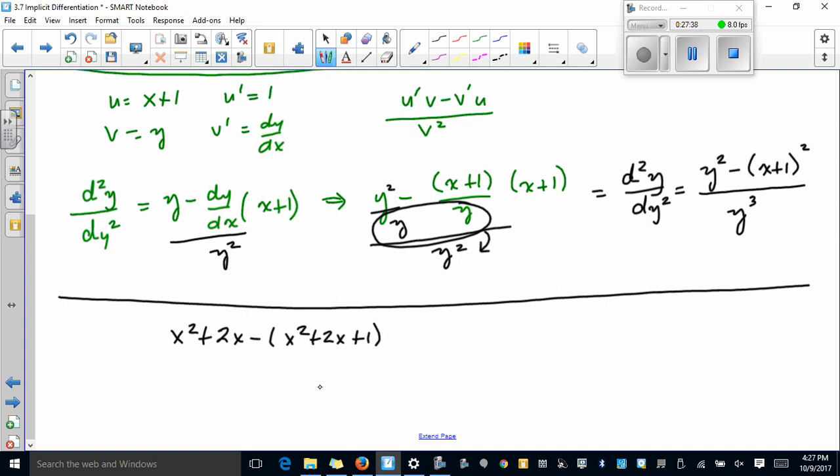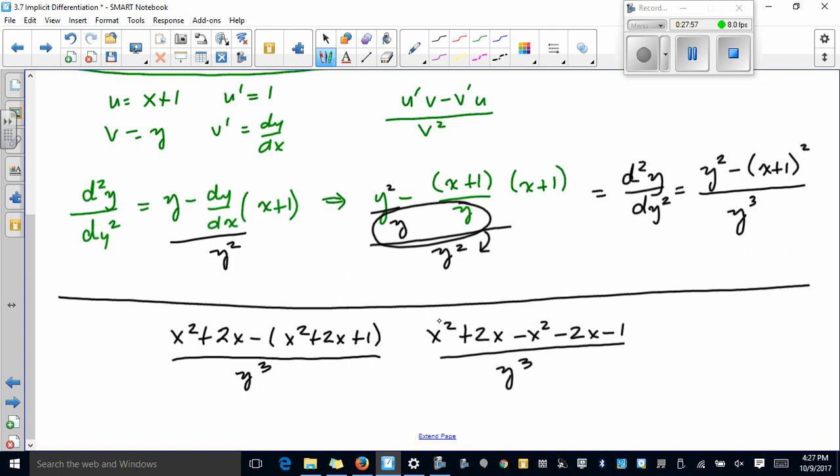Distribute the negative, we get x squared plus 2x minus x squared minus 2x minus 1 all over y cubed. The x squared is going to cancel out, the 2x's are going to cancel out, and we are left with negative 1 over y cubed. If you had to do your third derivative, that would be a much easier problem to deal with.